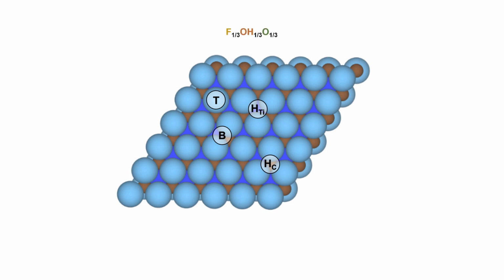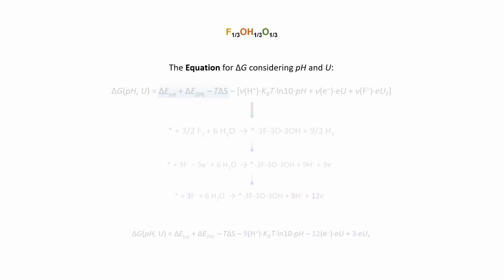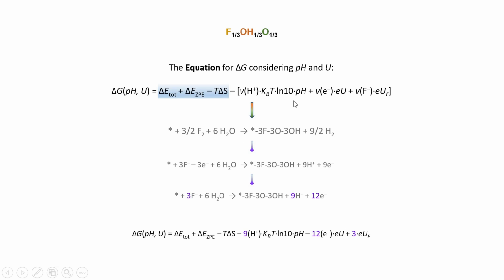Here we take fluorine 1/3, hydroxyl 1/3, and oxygen 1/3 as an example. And here, four types of adsorption sites were considered: top, bridge, hollow titanium, and hollow carbon. In this case, the hollow titanium site was found to be the most stable. Subsequently, we conducted the calculations of adsorption free energy, taking into account the pH and the potential.